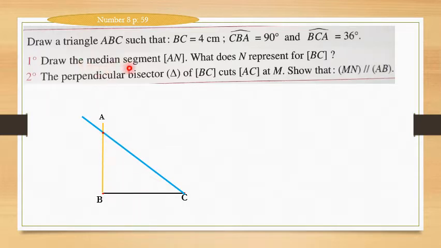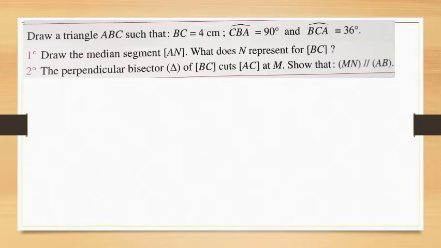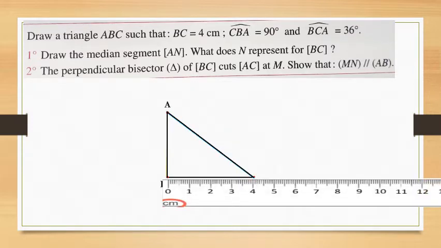Now, draw the median segment AN. What's a median? It's a segment issued from the vertex, which is A here, to the midpoint of the opposite side. So, this is triangle ABC. I have to draw the median.